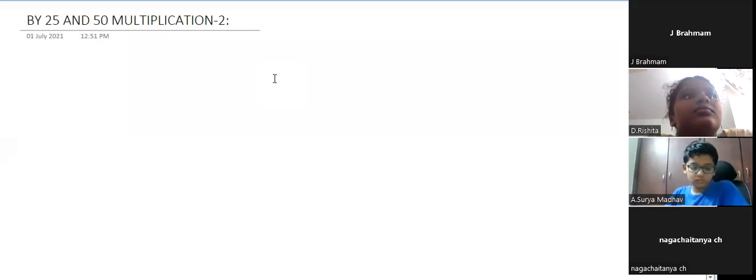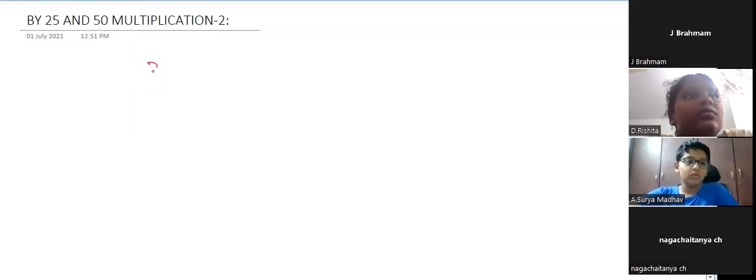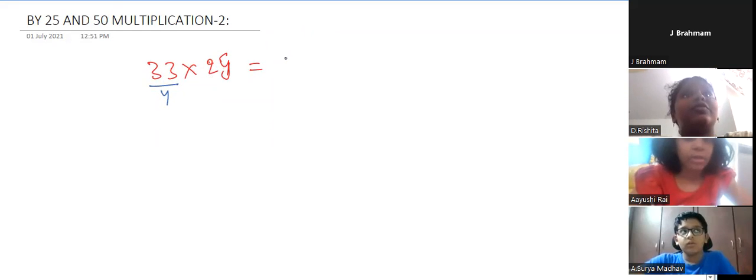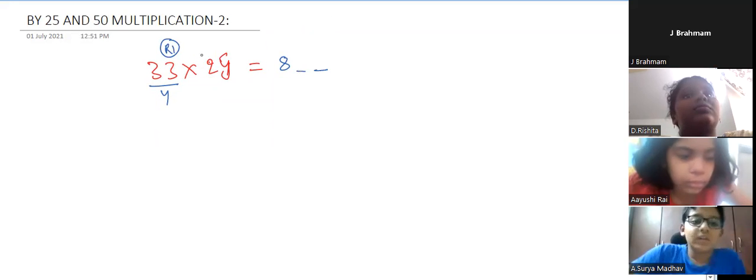Let me explain one question first of all. Multiplication by 25. Suppose there is a number like 33, and you have to multiply by 25. Instead of multiplying by 25 directly, we have to divide the given number by 4. How many times does 4 go in 33? 8 times with remainder 1. Because the remainder is 1, we have to keep the last 2 digits as 25.